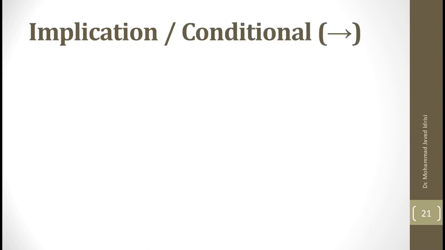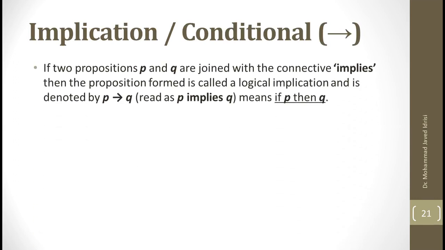The third connective is implication or conditional. If two propositions P and Q are joined with the connective implies, then the proposition form is called a logical implication and is denoted by P implies Q. Means if P, then Q. Here P is called hypothesis and Q is called conclusion.